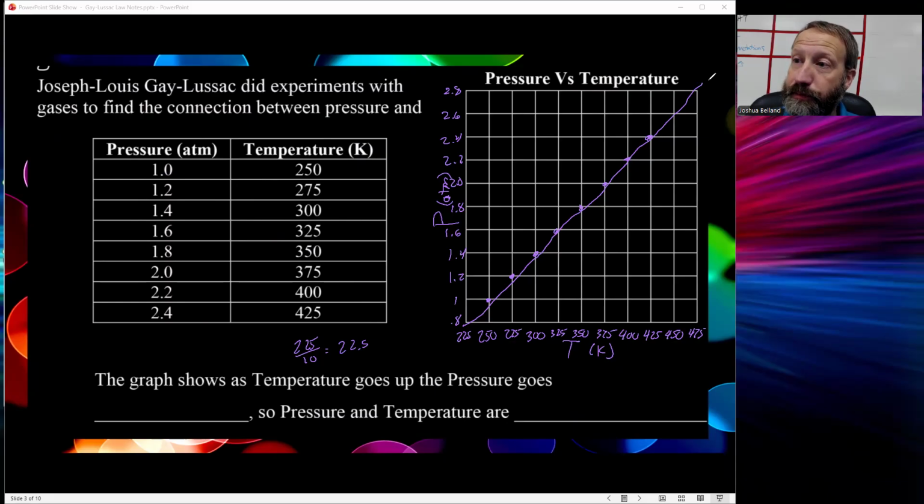But here's the key, all right? It shows that as temperature goes up, pressure also goes up. So pressure and temperature are directly proportional. Okay. And that's why we graph. We can find out the relationship, we can figure out a formula just based on how the data graphs, which gives graphs a lot of power.